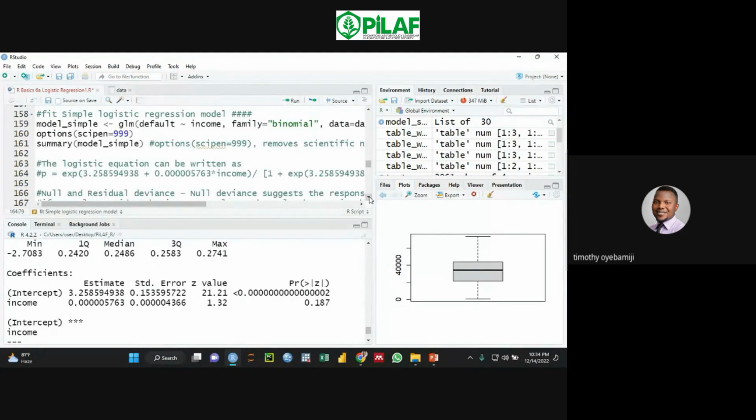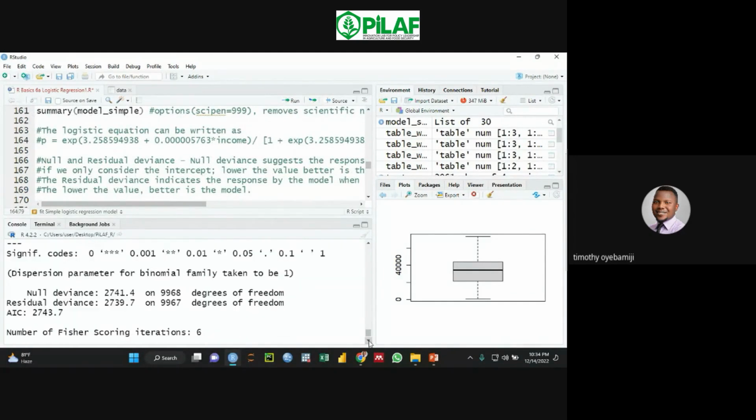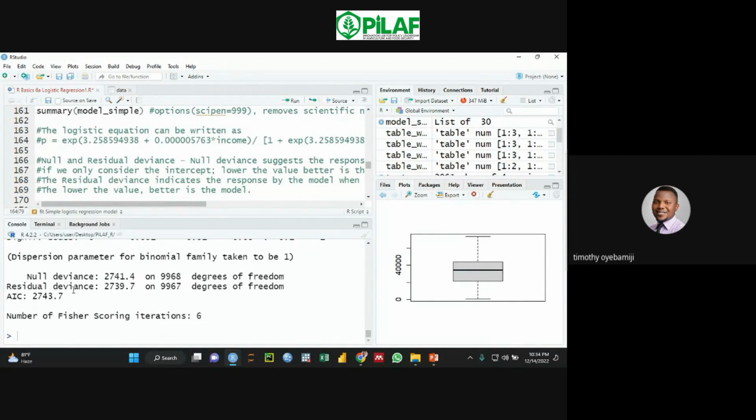All right. So interpreting the model, we have the null, and let me show you. Okay, so we have the null deviance and the residual deviance. As a rule of thumb, the smaller the null and residual deviance are, the better the model. I'm going to spend time here because the same explanation applies to multiple logistic regression as well. All right. So null and residual deviance.